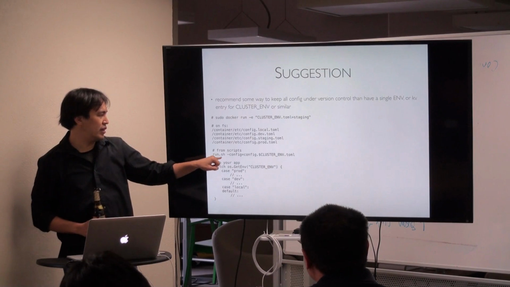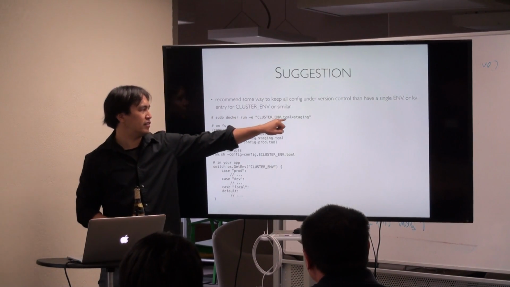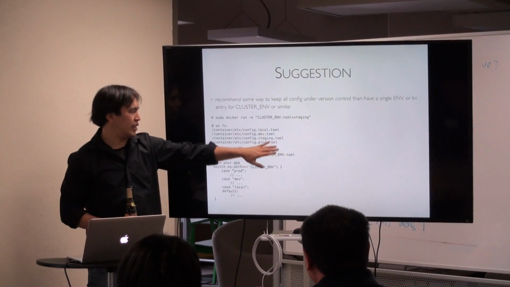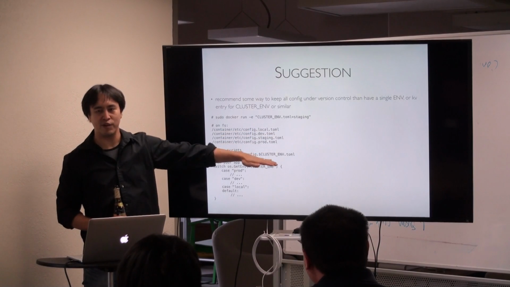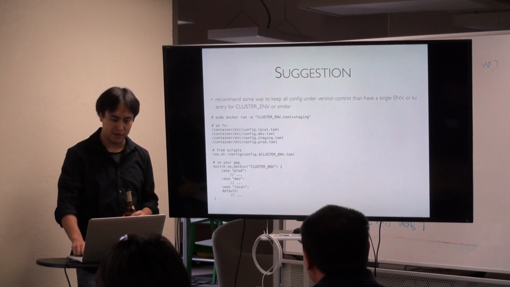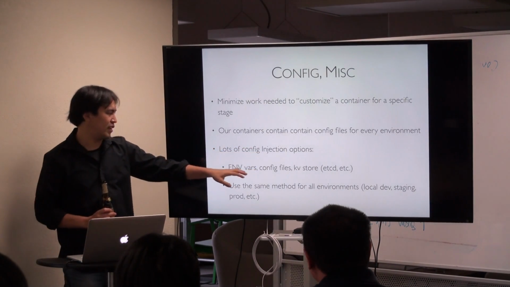And then when we do a Docker run, we just tell it, this is staging or this is prod. So basically, with one flag here, we can set up a vast number of variables and other stuff inside the actual container itself. So that's kind of what I'm talking about there. There are a lot of options for getting config in there.